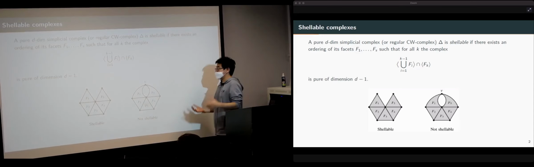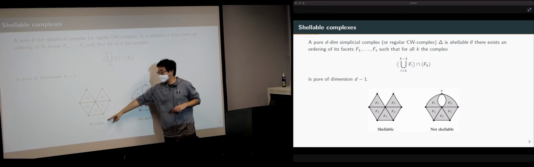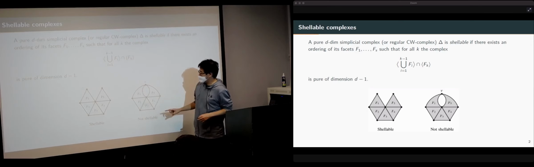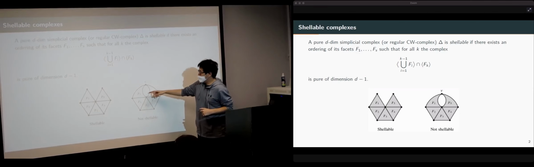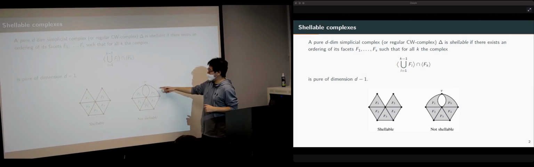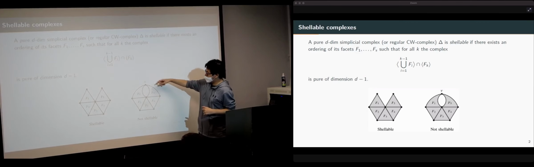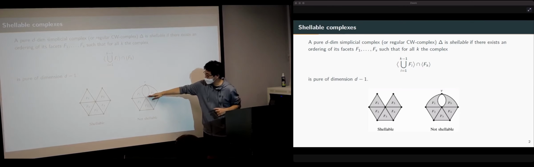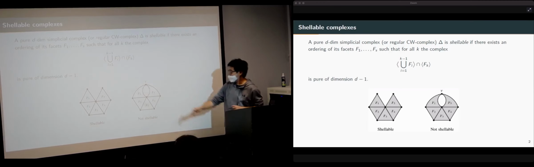And since this complex has this nice ordering of the facets that is a shelling ordering, we call it a shellable complex. On the other hand, if we look at the following ordering of the facets F1, F2, F3, F4, and F5, this is in fact not a shelling order. Why is that? Actually, up until F4, it's good. But when we try to attach F5 to F1, F2, F3, and F4, what happens is that the intersection consists of this vertex at the top and this edge over here. So this vertex and this edge is the intersection of F5 with the previous part.